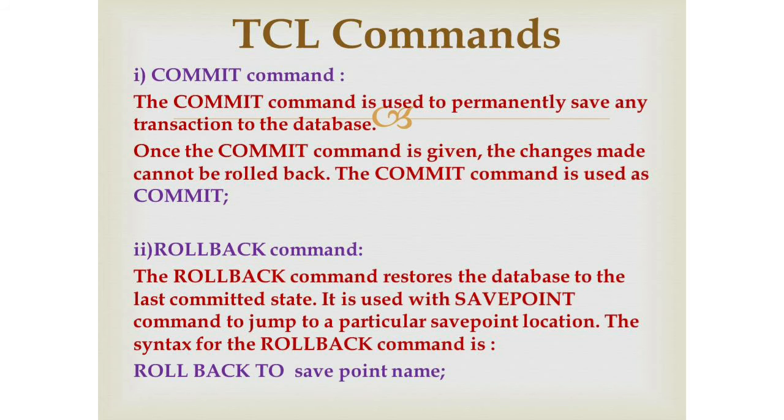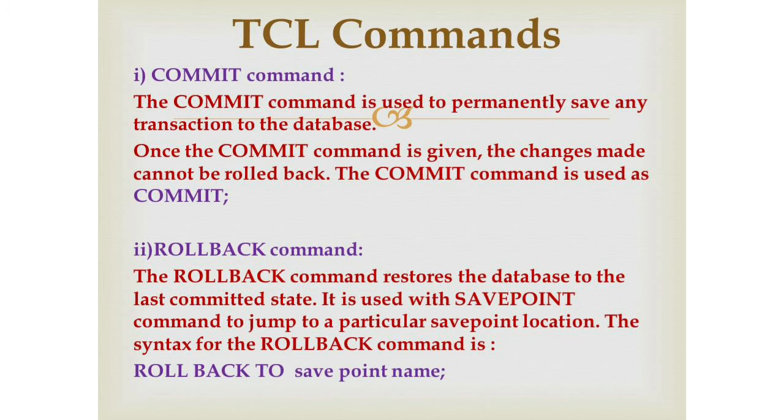Once the COMMIT command is given, after finishing all the things, we take it that this is a permanent thing. After giving the COMMIT command in the SQL prompt, if you want to make any changes, if you want to undo or redo any data in the table, you can't do it. The commit command is written as COMMIT, C-O-M-M-I-T, followed by a semicolon. This command is used to permanently save any transaction to the database. Clear?